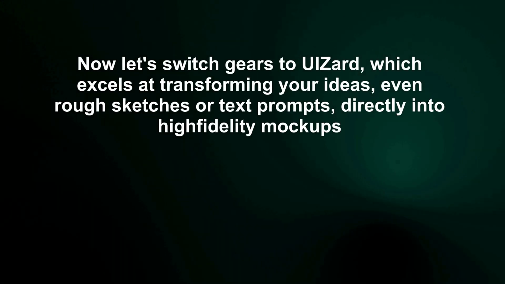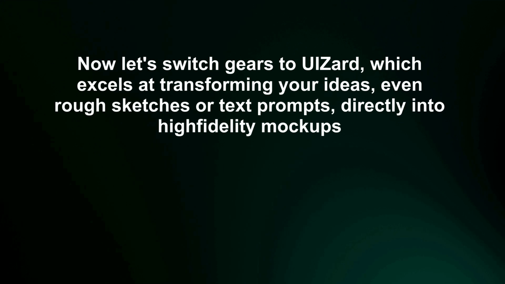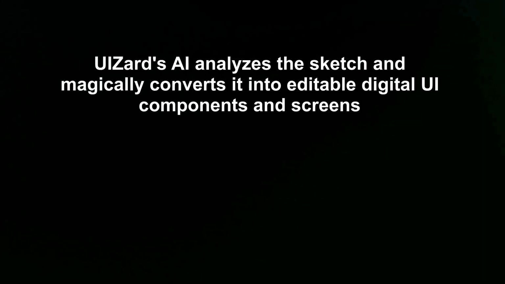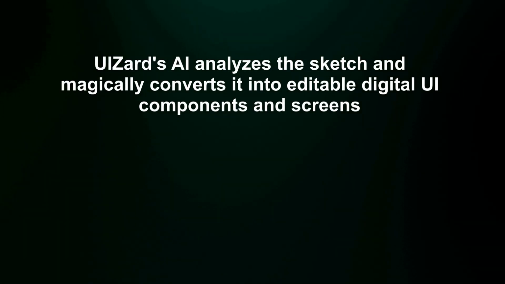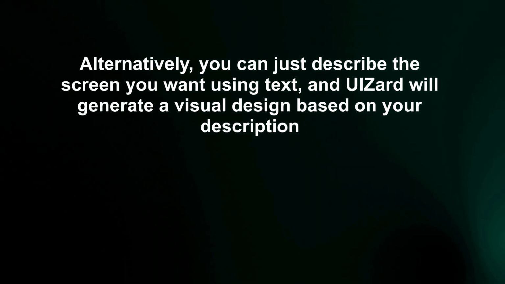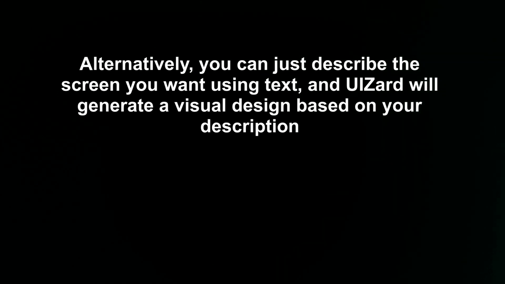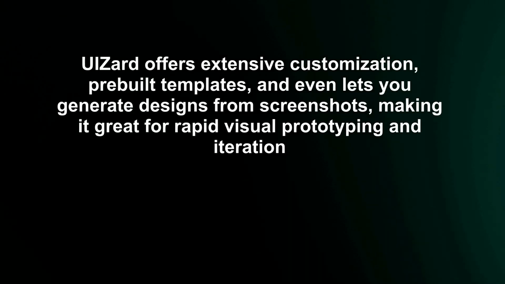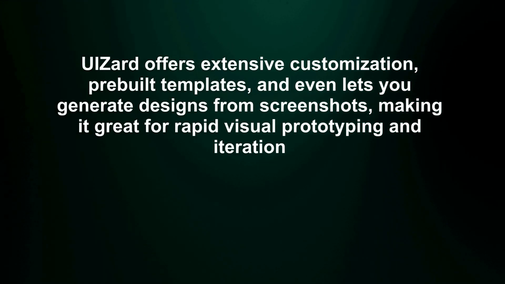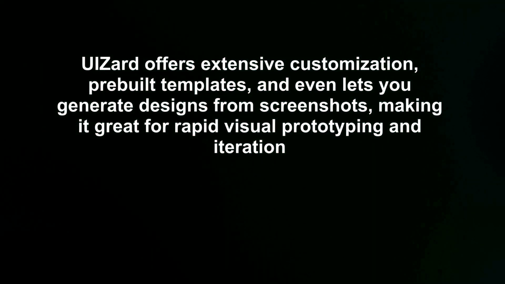Now let's switch gears to Uizard, which excels at transforming your ideas, even rough sketches or text prompts, directly into high-fidelity mockups. You can kick things off by uploading a simple hand-drawn sketch of your interface idea. Uizard's AI analyzes the sketch and magically converts it into editable digital UI components and screens. Alternatively, you can just describe the screen you want using text, and Uizard will generate a visual design based on your description. Uizard offers extensive customization, pre-built templates, and even lets you generate designs from screenshots, making it great for rapid visual prototyping and iteration.